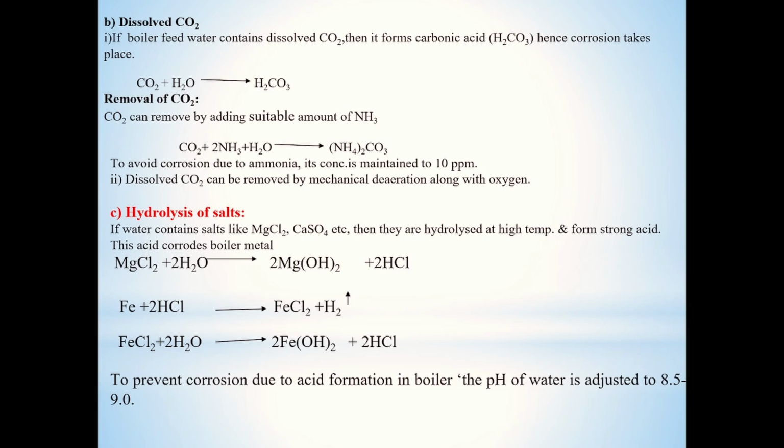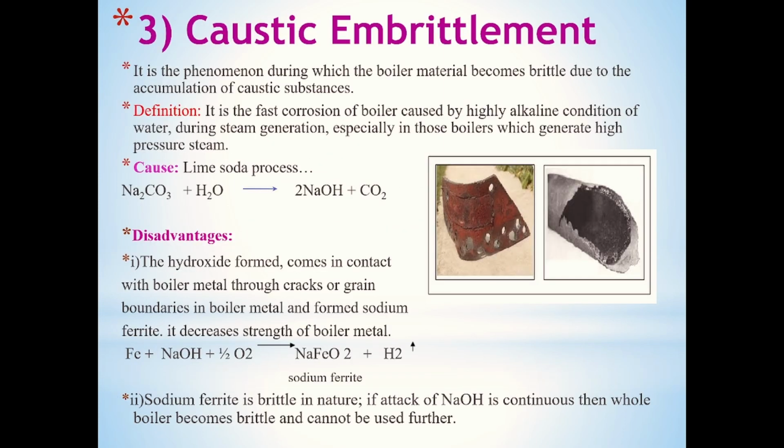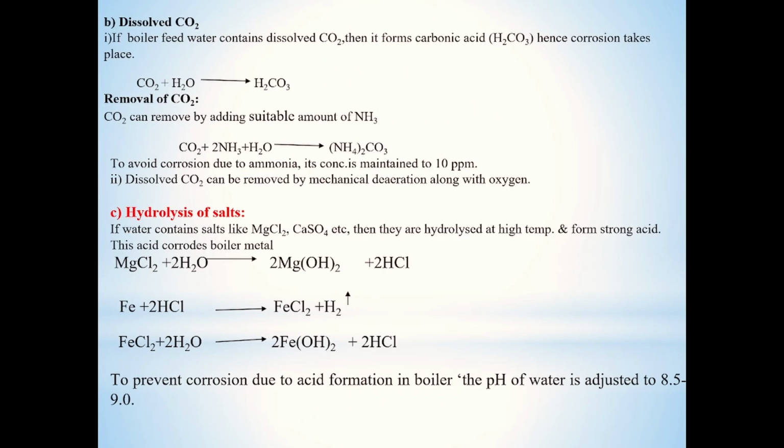So whatever HCl forms in the first reaction, it reacts with the boiler metal Fe to form FeCl2, and further FeCl2 undergoes hydrolysis. To prevent the corrosion due to acid formation in the boiler, the pH of the water is adjusted to 8.5 to 9. So these are the reasons for boiler corrosion.